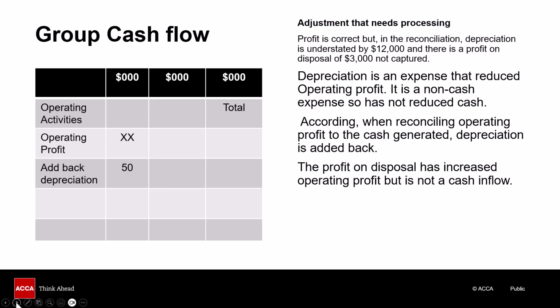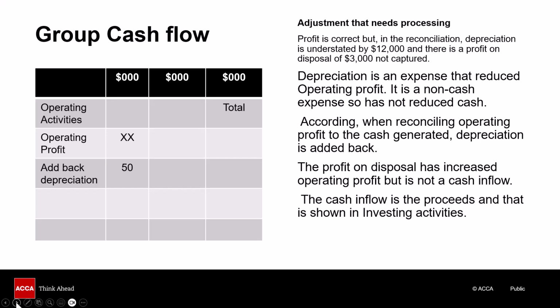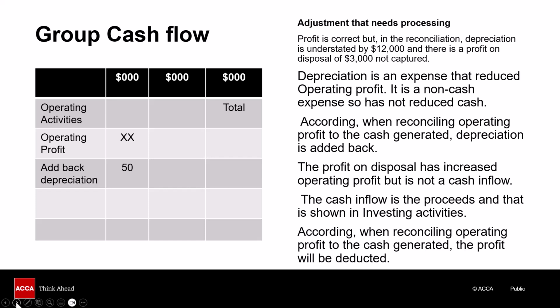Now where there's a yin, there's a yang. The profit on disposal has increased the operating profit, but not brought in any cash. When you dispose of an asset, the proceeds are the cash inflow and they're dealt with in investing activities. What we're looking at here is the profit, which is not the cash flow. And if you're adding back depreciation, then you've got to deduct the profit on the disposal. It goes the other way.